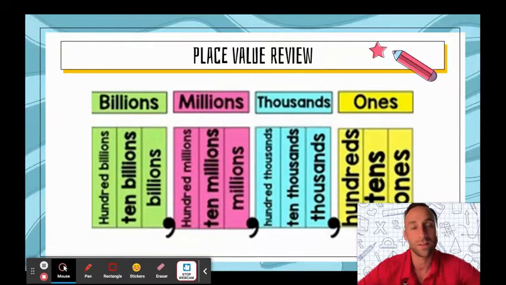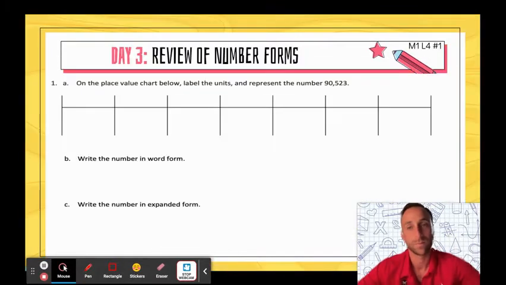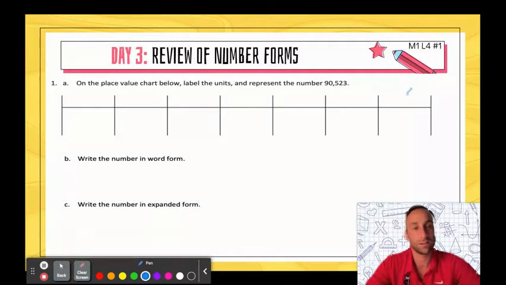Quickly, our place value chart. This will come in handy again, and this will allow us to be very successful with turning our standard form into various different forms. So, on the place value chart below, label the units and represent the number 90,523. So, as usual, I got my ones, I got my tens, I have my hundreds, I have my thousands, good job.